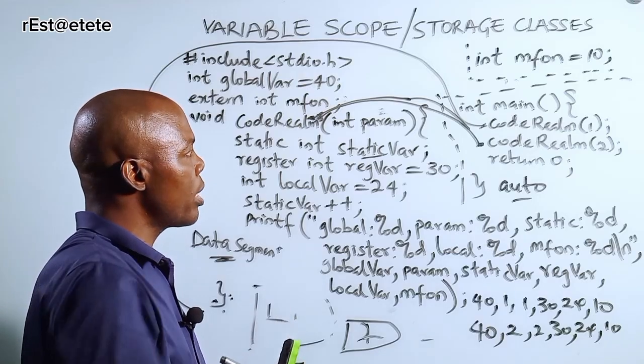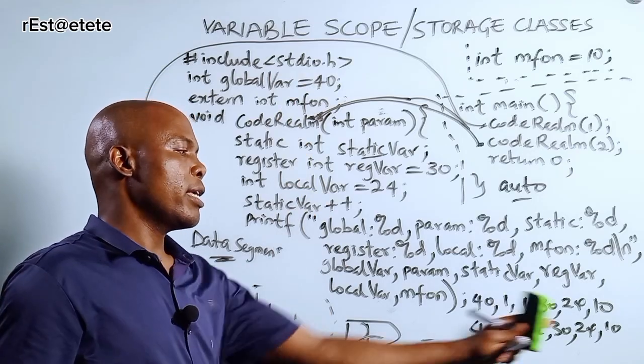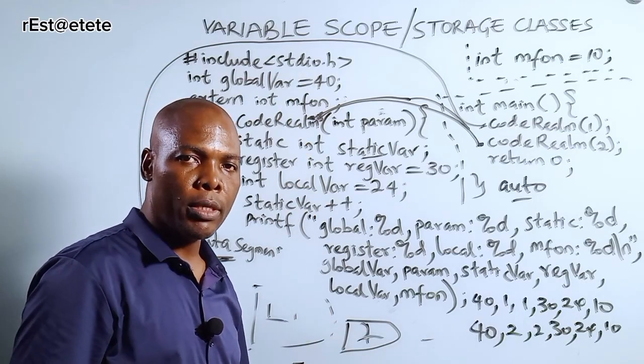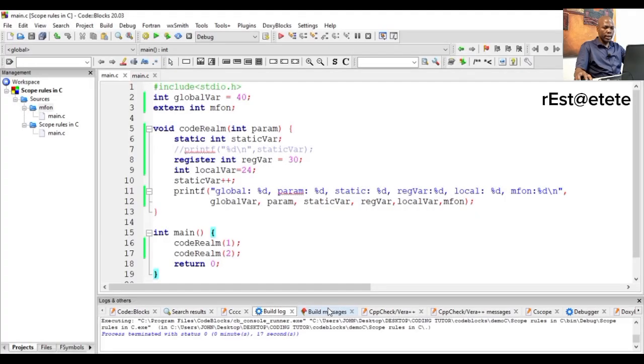So let's go to Code::Blocks. Let me run this program, and then you see what the output will be. So this is our Code::Blocks. This is the program I explained to you on the board. This is the global variable. We assign a value to it.